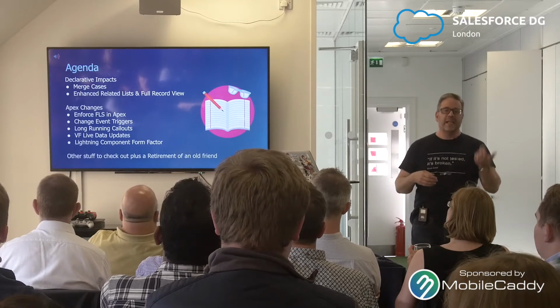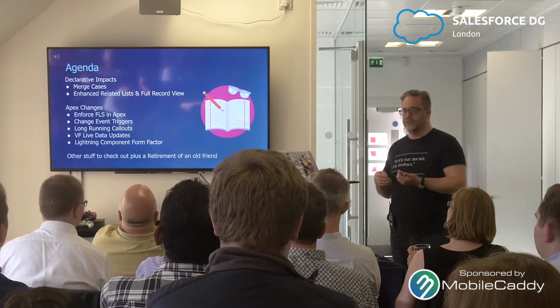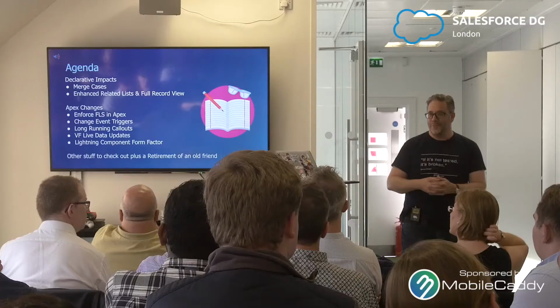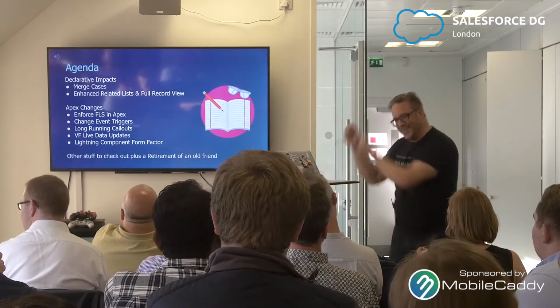I want to talk about some of the declarative impacts, because while we're all coders, there are things that happen that either make your code obsolete, or that nice custom functionality you hand cranked 3 months ago is almost certainly no longer needed, or those Aura components you spent 3 or 4 years developing you've now just gone and thrown in the bin. But it's called technical debt, and it's called good housekeeping.